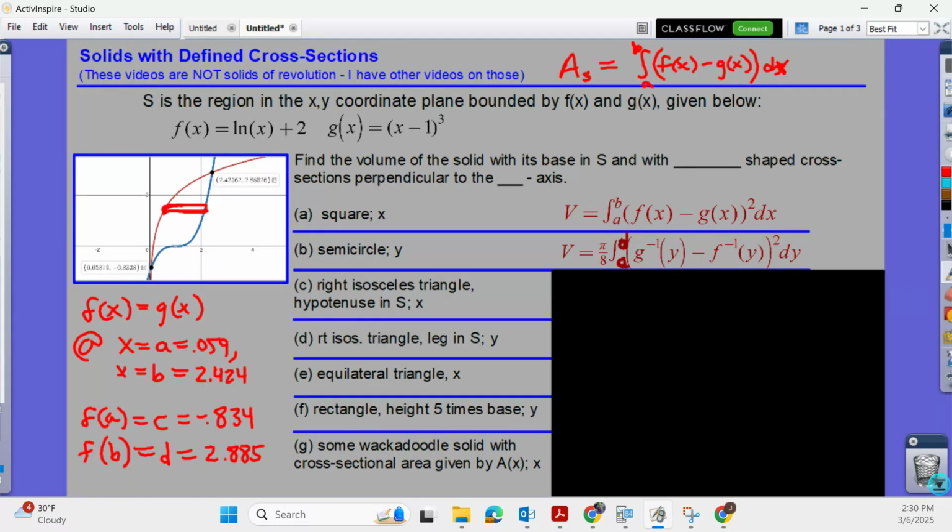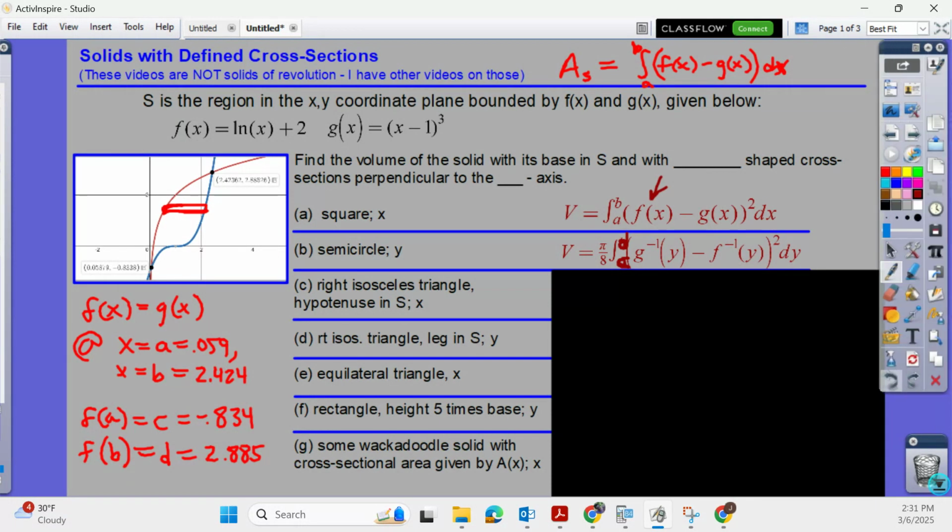And I'll have that fixed at the start of the next video with the other ones, but I forgot to change that in my copy and paste. But you'll also notice that we have g inverse minus f inverse instead of f minus g like we had there. That is because we're going horizontally. We're going about the y-axis.